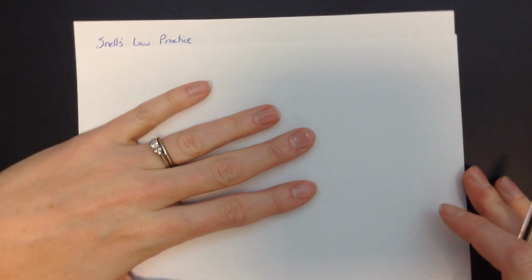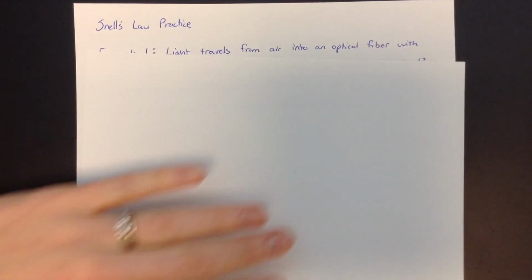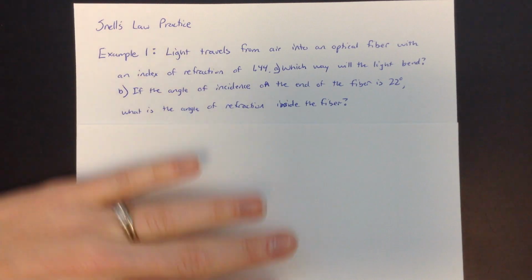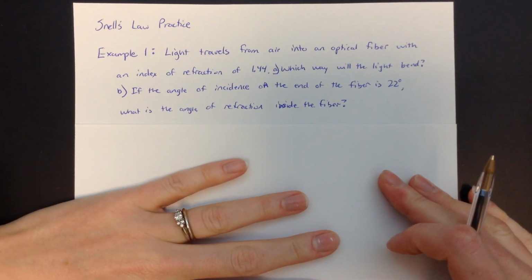In order to be successful at doing examples or problems with refraction, you're going to have to know where the sine function on your calculator is. It's a pretty easy one to find. So we're going to do a couple of practice problems here. Our first practice problem is this, and feel free to pause it to write that down.